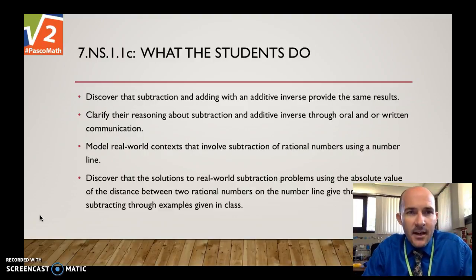Then the students need to discover that subtraction and adding with an additive inverse provides the same result. They will be able to discover this through experience, and the teacher needs to set that up. Students need to clarify their reasoning about subtraction and additive inverse through oral or written communication. Once they have discovered that, we want them to report that somewhere. They need to model real-world context that involves subtraction of rational numbers using the number line. And also discover that the solutions to real-world subtraction problems using the absolute value of the distance between two rational numbers on the number line give the same result as subtracting, through examples.